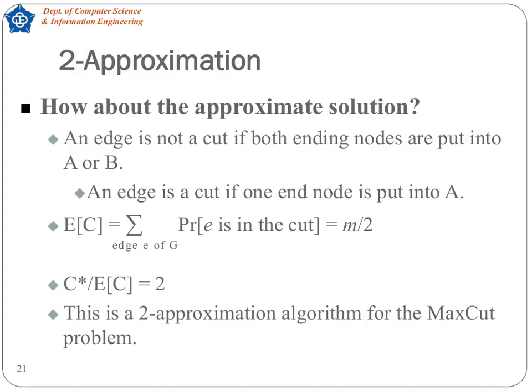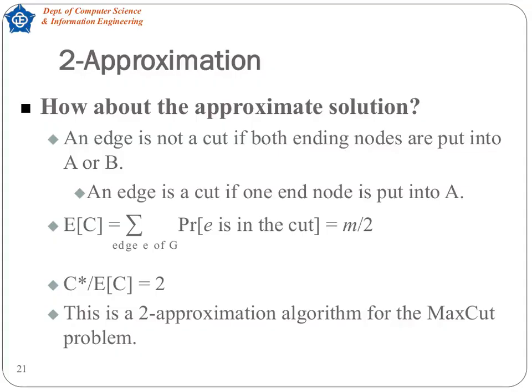Let's now delve into how this expected approximate solution is derived, which will ultimately lead us to the concept of a two approximation. First, let's clearly define what constitutes an edge in a cut. An edge is not in the cut if both its end nodes are placed into the same partition, either both in set A or both in set B. Conversely, an edge is in the cut if its two end nodes are in different partitions, meaning one end node is in partition A and the other is in partition B.